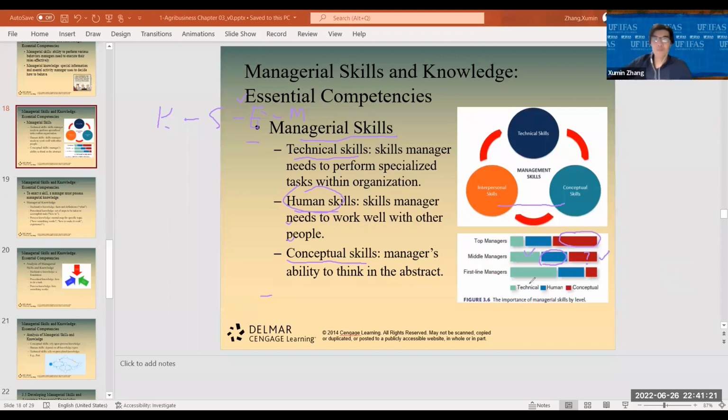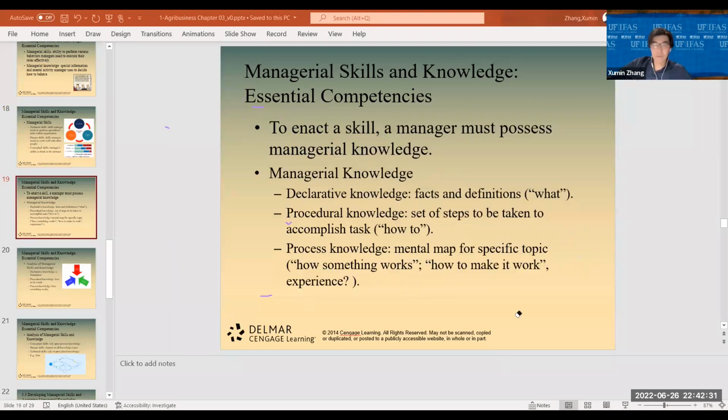First line manager, don't worry. If you don't want to be a middle manager or top manager, you only need technical skill, and then you will be a good first line manager. If your team is not doing the job, you do the job. But it is not good if you are a first line manager and don't want to be promoted. You will be stuck there forever. We need to develop skill.